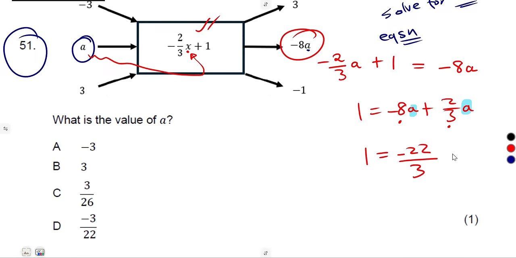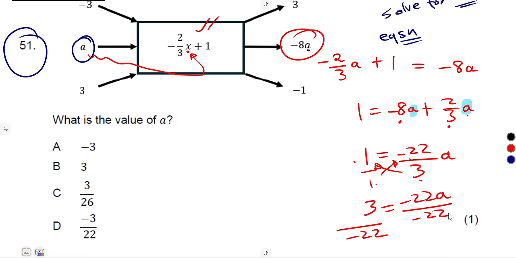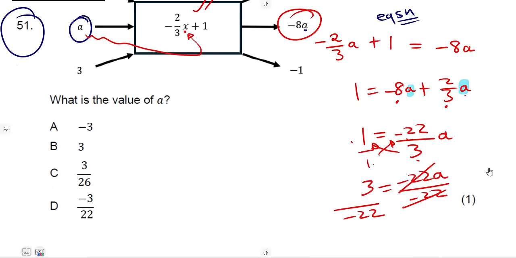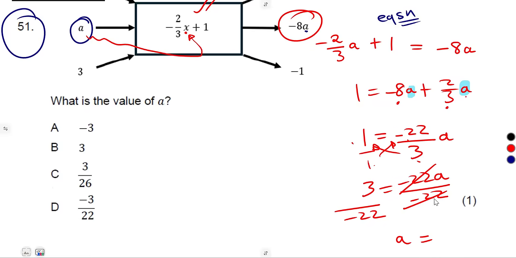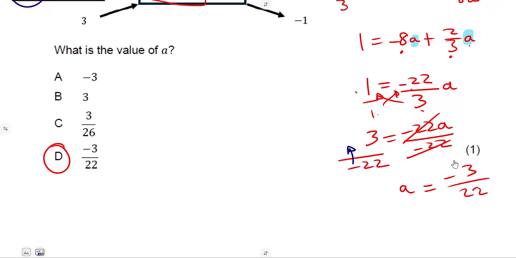Negative 22 over 3 times a. We need to solve for a. So it's either going to cross multiply or divide, it's up to you guys. You can cross multiply 3 and this, that's 3. 1 times negative 22, that's negative 22a. So divide by negative 22 both sides of your equation. So a was going to be negative 3 over 22. You can take the negative up. So that's negative 3 over 22, which is on D. So the best answer on this question was going to be on D.